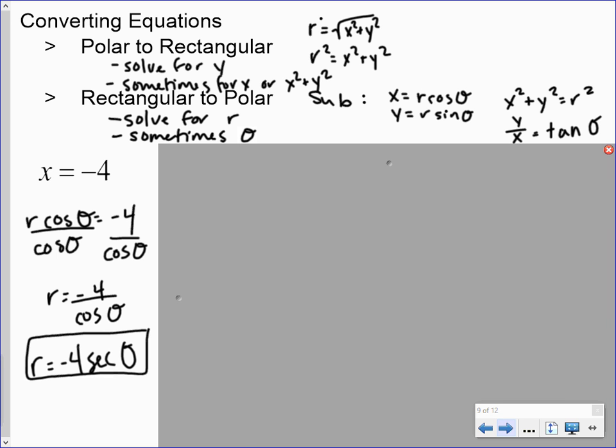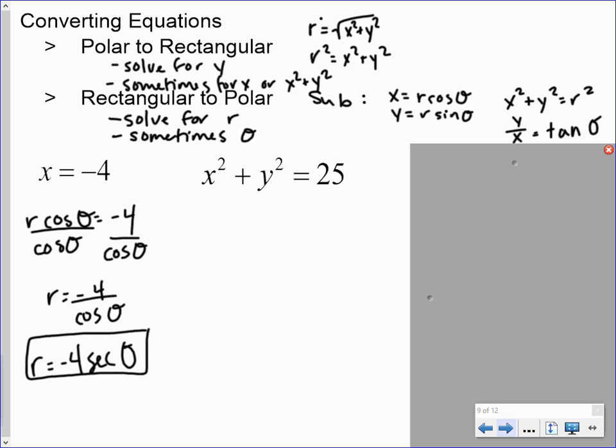Let's look at another one. My next example is x squared plus y squared equals 25. Again, this is in rectangular form, so I want to change it into polar form. So I want to have r's and thetas. I know from geometry, x squared plus y squared is really equal to r squared, the equation of a circle. So where I see x squared plus y squared, I can just write r squared equals 25. And can I do anything to solve for r right there? Square root both sides. So r is 5.